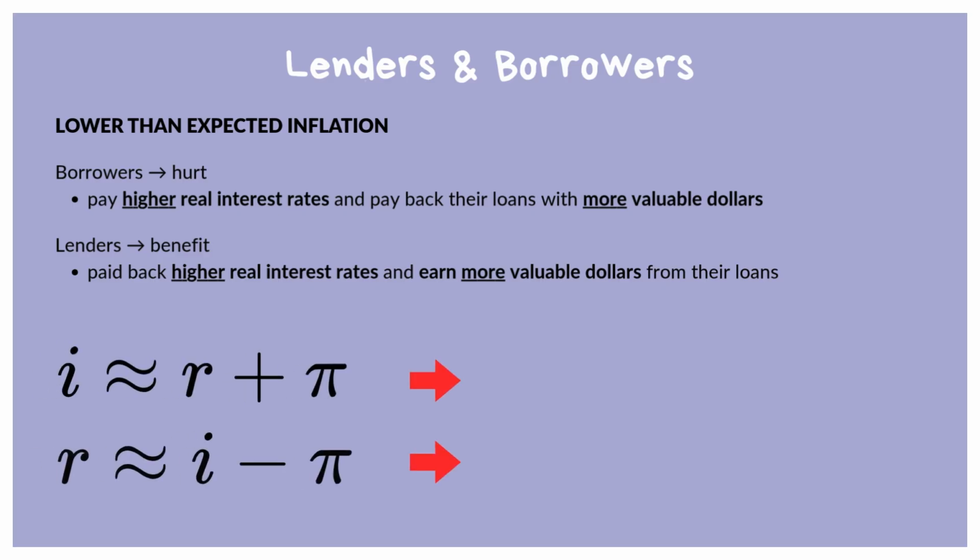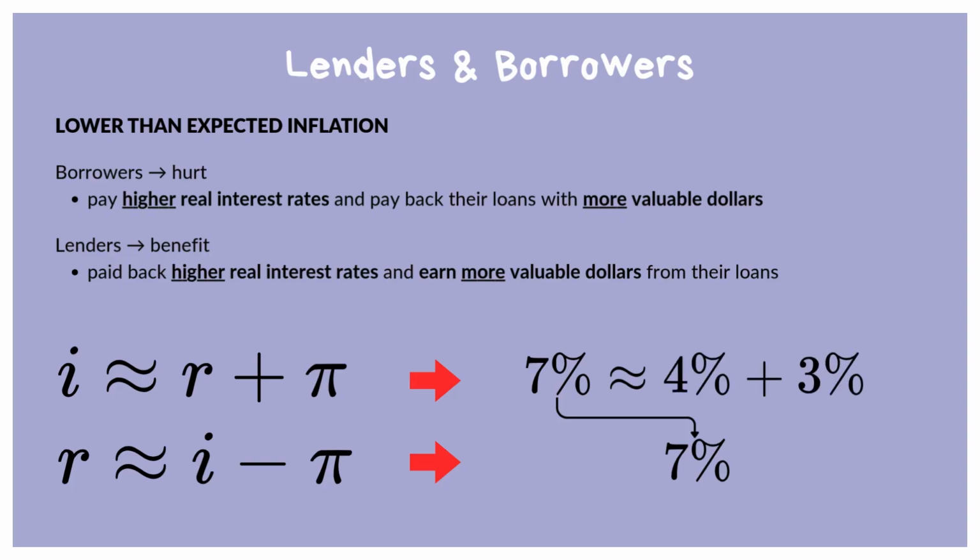We'll use the same example from before to explain. The same bank still charges a nominal interest rate of 7% to its customers, expecting a real interest rate of 4% and the inflation rate to be 3%. However, let's say the inflation rate turns out to be 2%. Plugging in those numbers, we find out that the actual real interest rate is now 5%, meaning that borrowers will have to pay back more real dollars, while lenders will earn more real dollars.